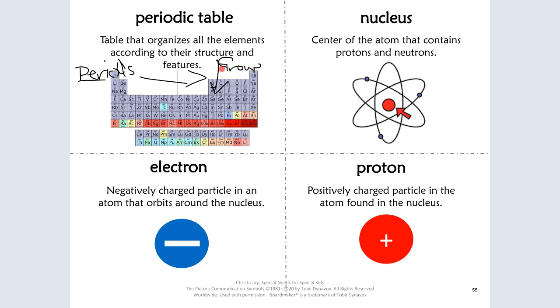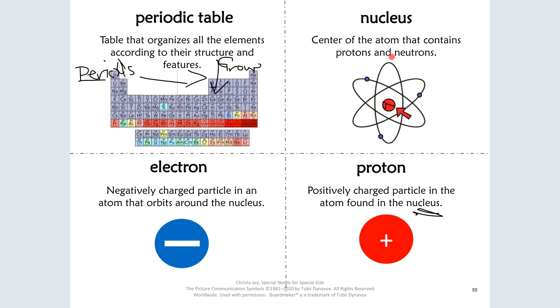All right. So, and again, the periodic table is organized by the atomic number, which is the number of protons. So the proton is a positively charged particle in the nucleus. So that's the positively charged. And here is where it goes. It goes inside the nucleus.